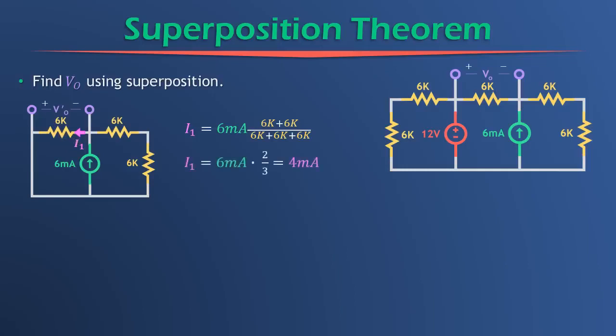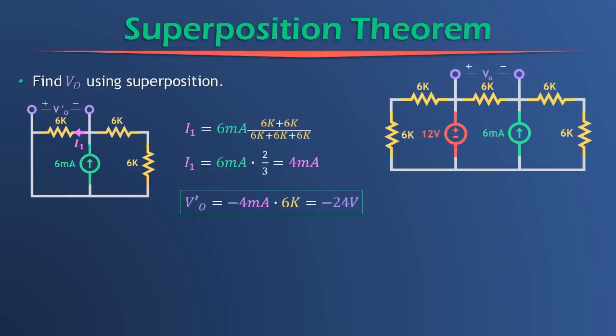So simplify that down, you find that I1 equals 4 milliamps. Now how do we find VO single prime? Well, easy. V equals IR. But now you just have to take into account that I1 is flowing from negative to positive of VO single prime, so that we basically just flip the voltage. So it's a negative 24 volts. Negative 4 times 6 equals negative 24 volts. So that's VO single prime.